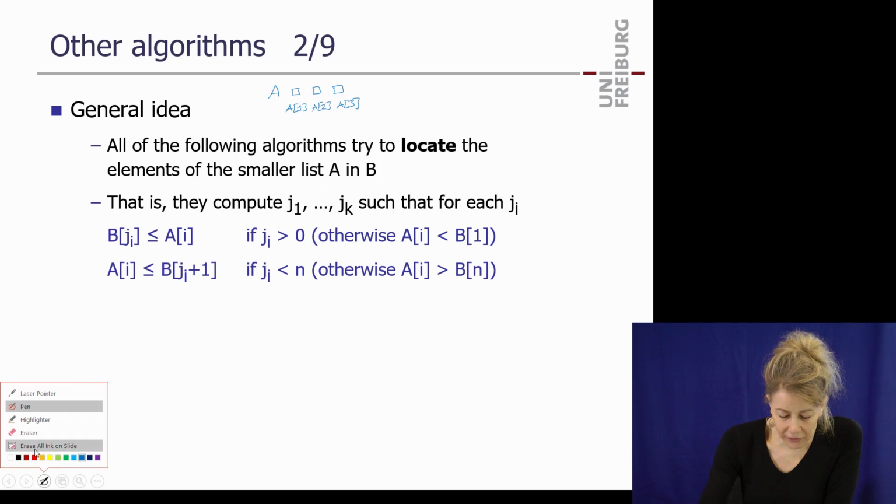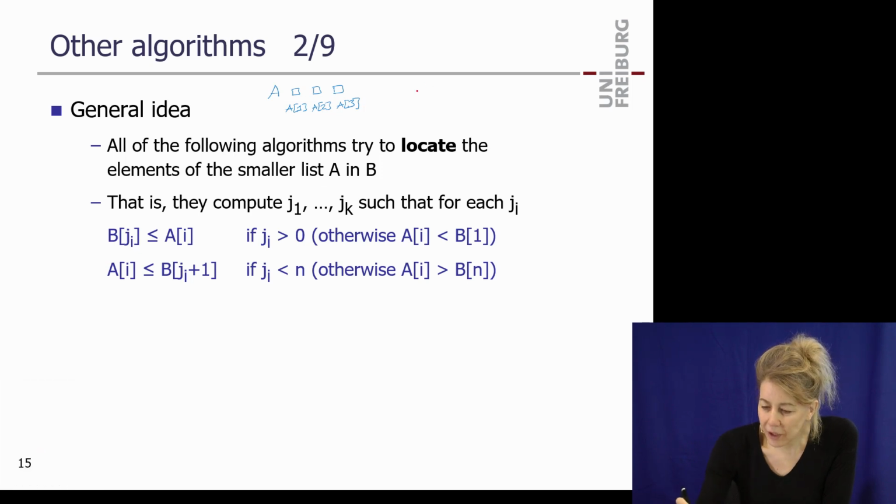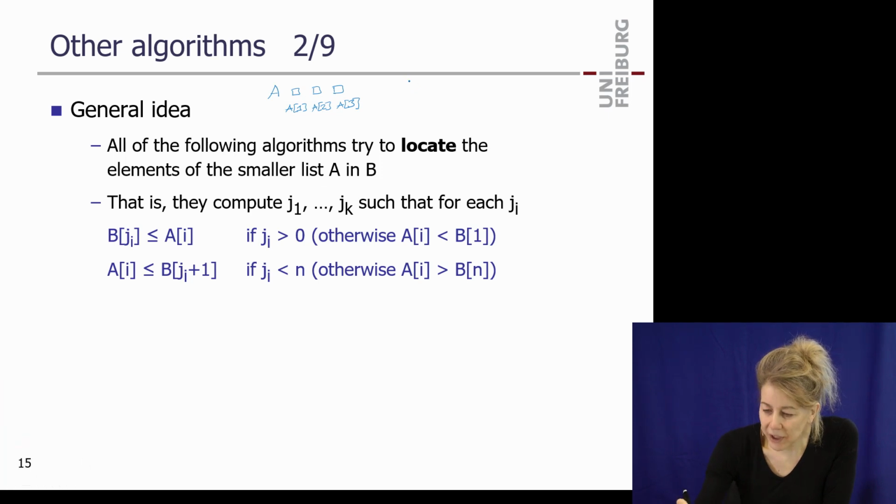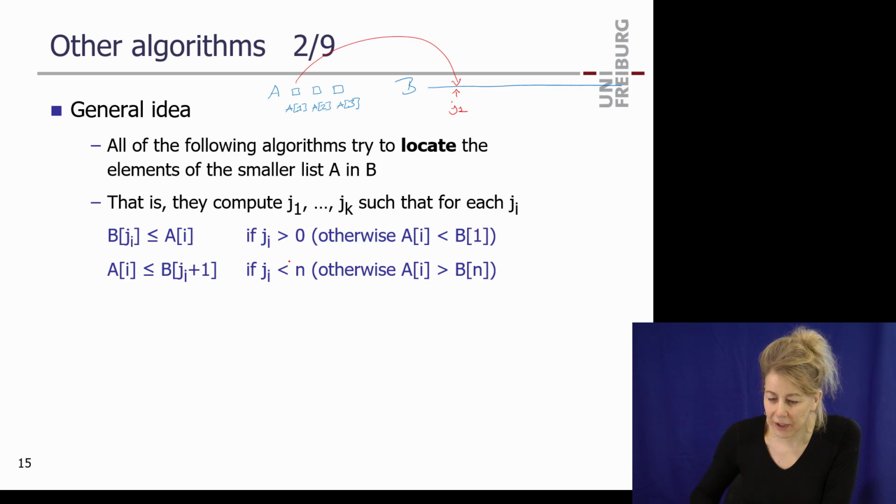So what you want is, so you have this, and here you have the larger list, B, which I maybe just draw as a line because it's so many elements. And now what I want to find out, and both are sorted, I want to find out where does this fit in the list B, right? So here this would be index J1, and what it exactly means is written here.